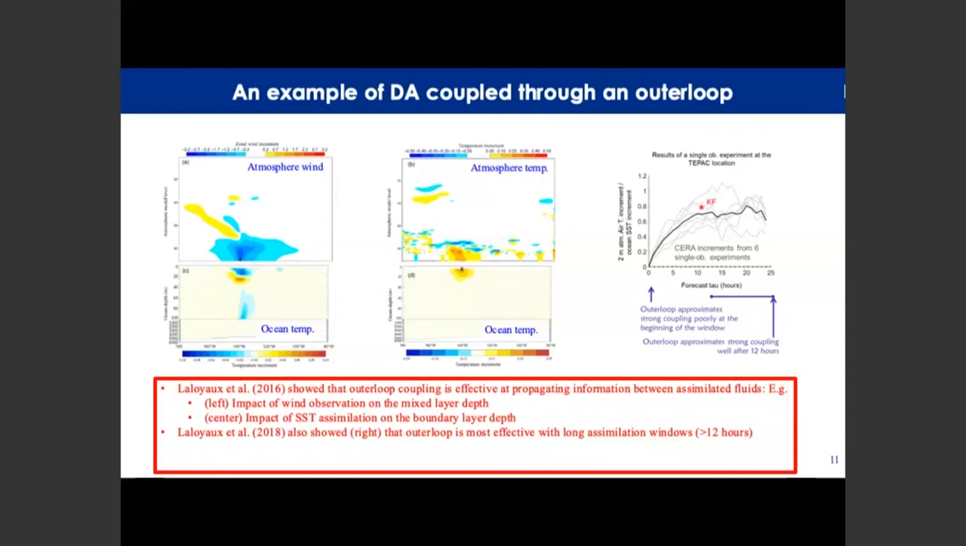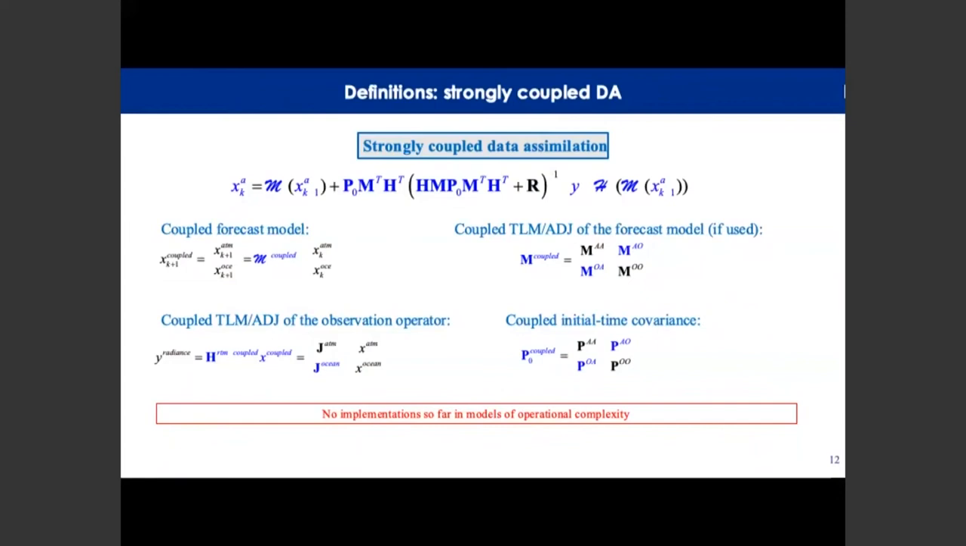So I'll skip through multiple steps and go to the completely coupled system. Nobody has that implemented yet in anything that's operational. The things that get coupled are not just the forecast model, but the tangent linear model and adjoint of the observation operator, the tangent linear and adjoint of the forecast model, if you use that, and the initial time covariance matrix.